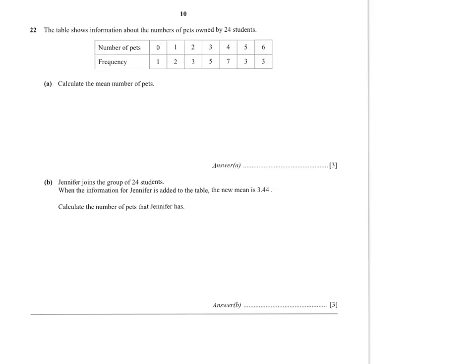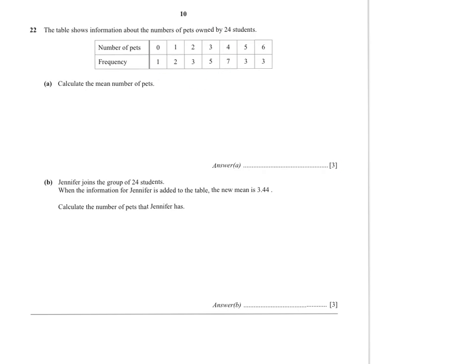The table, question 22, shows information about the numbers of pets owned by 24 students. Now before continuing, let's just have a look at that table. So 0 pets, 1 student. Oh, poor student, no pets. 1 pet, 2 students. 6 pets, 3 students. Imagine that, 6 pets. Who's got 6 pets? Well, maybe you do. Let me know what kind of pets you have. But it says calculate the mean number of pets. 3 marks. So it's a frequency table.